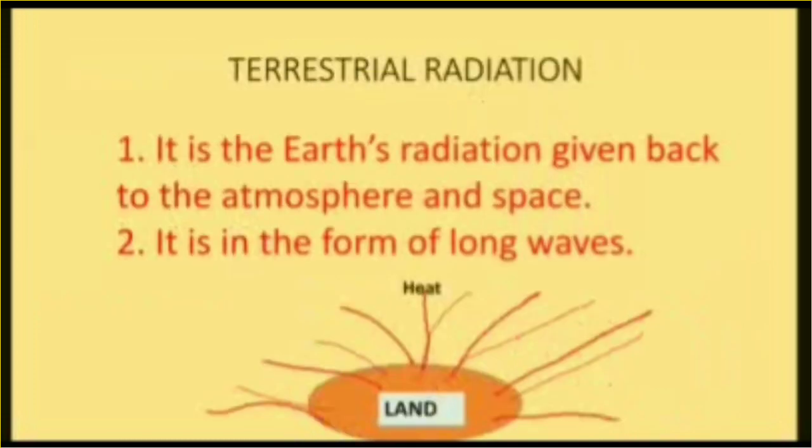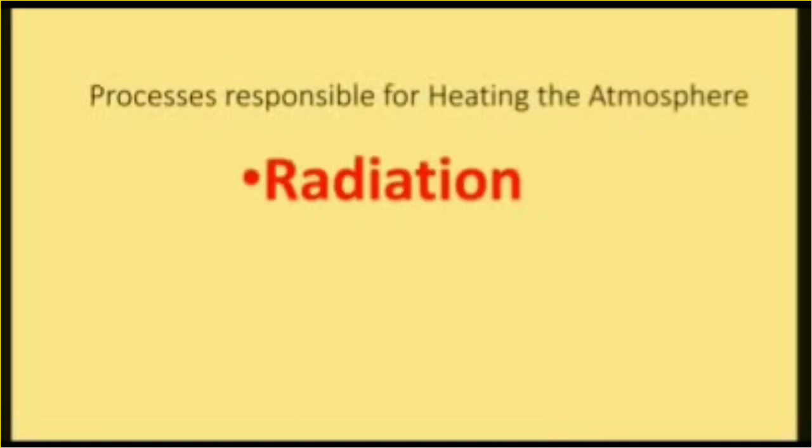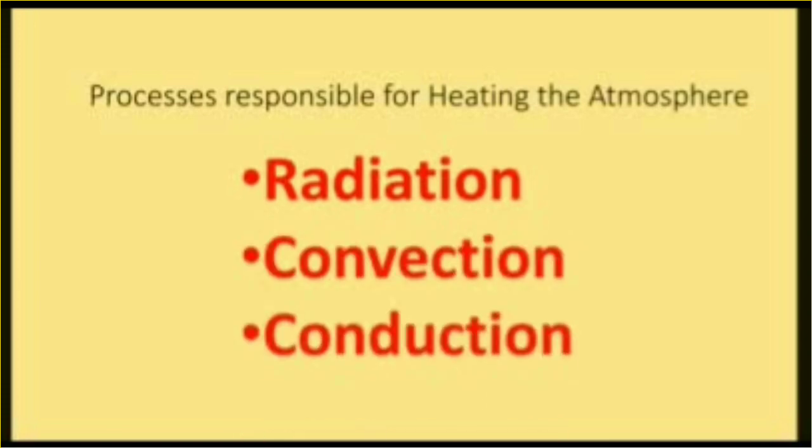Terrestrial radiation: it is the earth's radiation given back to the atmosphere and space. It means when the earth gets heated, after some time it releases heat. That heat is known as terrestrial radiation. These are in the form of long waves, and this terrestrial radiation heats up our atmosphere. Processes responsible for heating the atmosphere: radiation, convection, conduction. These are the three processes through which our atmosphere gets heated.